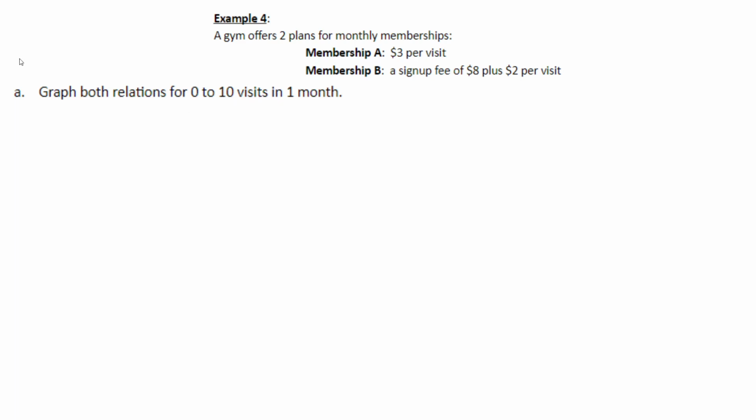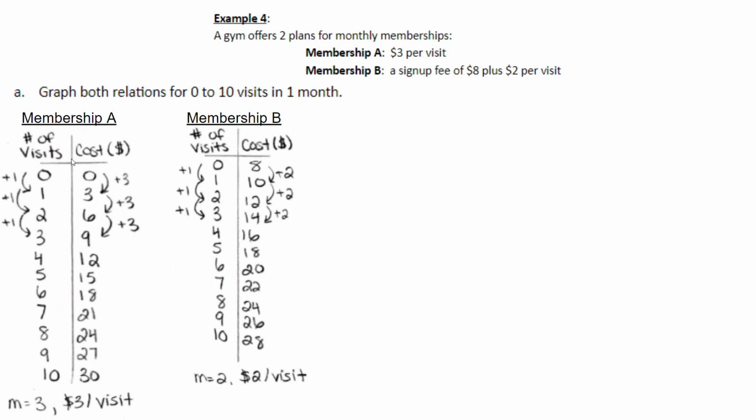Now we start with making a table, with membership A and membership B. Notice how membership A has a constant of variation of $3. So it's 3, 3, 3. It's always going to be 3, so that would be the M value, an M value of 3. However, for membership B, it has a fixed cost of $8, and then from there they start adding the $2 fee for every visit. So M equals 2, or $2 per visit.